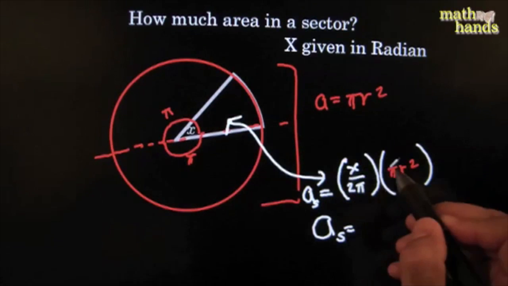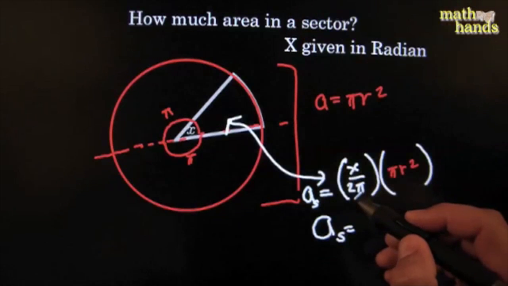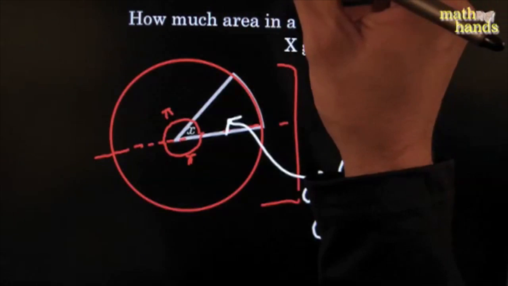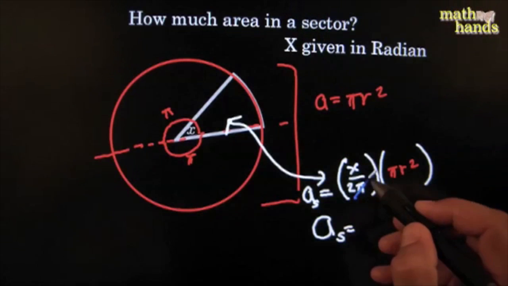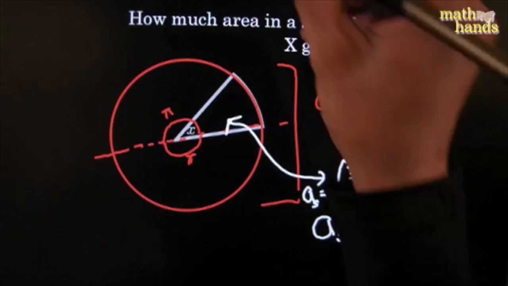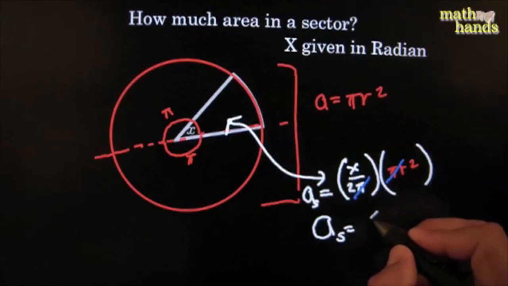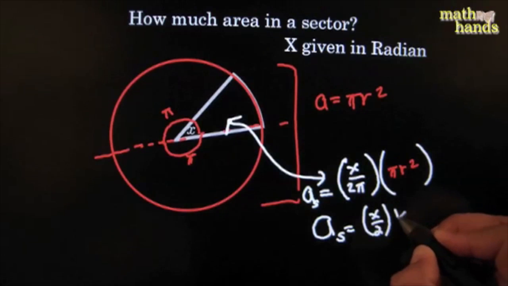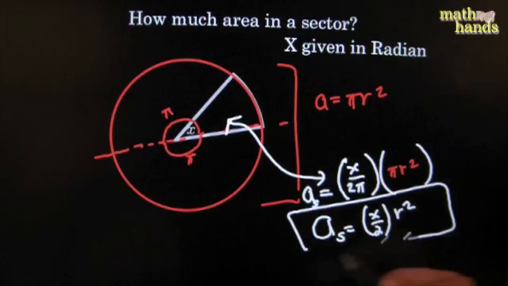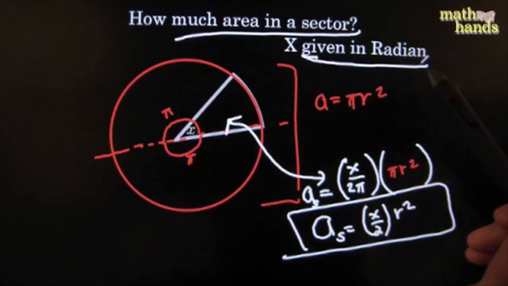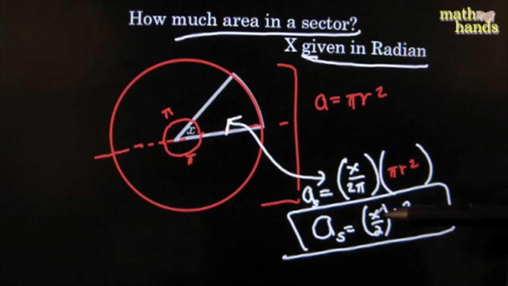The reason it's famous is because this cleans up nicely. You see the pi here cancels. This pi cancels with that one, and so what you're left with is a famous formula that goes like this: x over 2 times r squared. That right there, that's super famous. Anytime you wanted to find the area of a sector, as long as you have the radians, if you have so many radians, x, all you do is x over 2 times r squared.